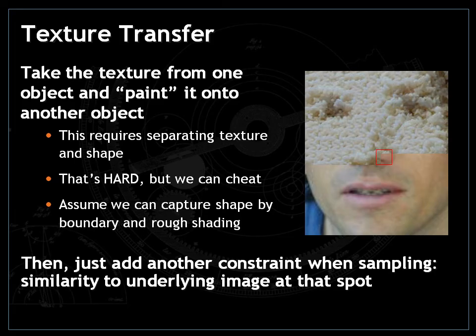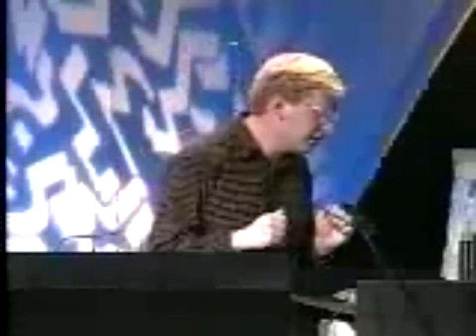So now we are ready to apply this to texture transfer. Okay? Now that the texture synthesis part works, let's take a texture from one object and paint it onto another object. Okay? And unfortunately, to do it right requires separating texture and shape, which, if you ask any vision person, he'll tell you that it's impossible. It's an unsolved problem. And so we're not going to do that. We're going to cheat. Okay? We are going to assume that we can capture shape by boundary and rough shading.